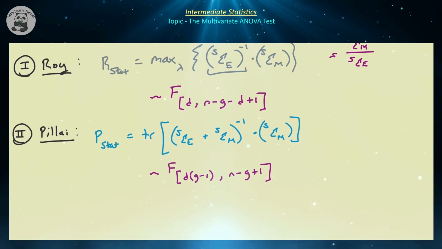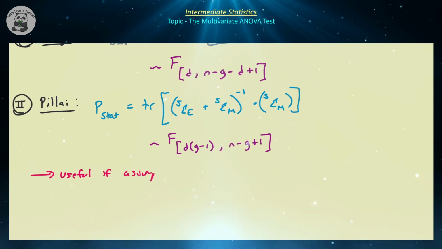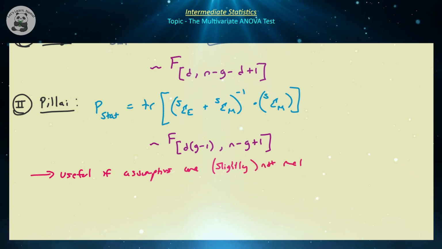Right? So what is so advantageous about the Pillai over the Roy? So this test statistic, one can show theoretically, is useful if the assumptions are, and I should put here, slightly not met. Because in some sense it's theoretically still premised on multivariate normality, but if you have some doubts on multivariate normality or homoscedasticity, then the Pillai definitely is going to be a little bit more useful than the Roy.